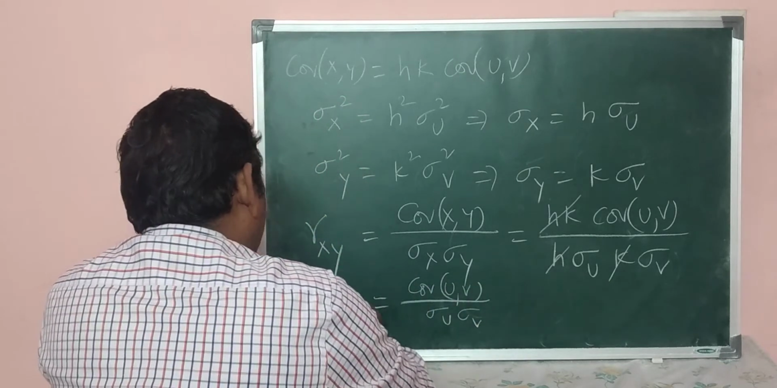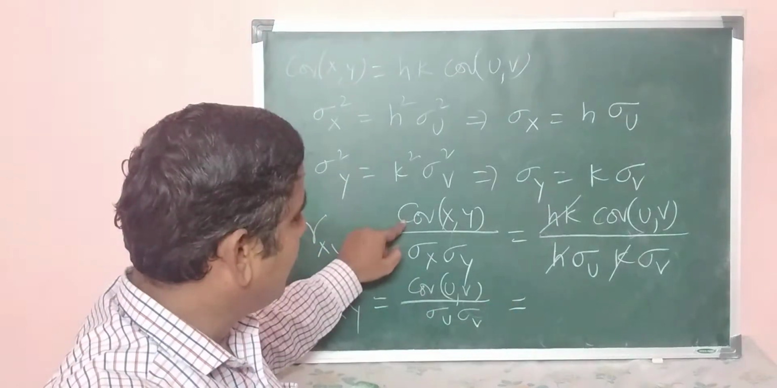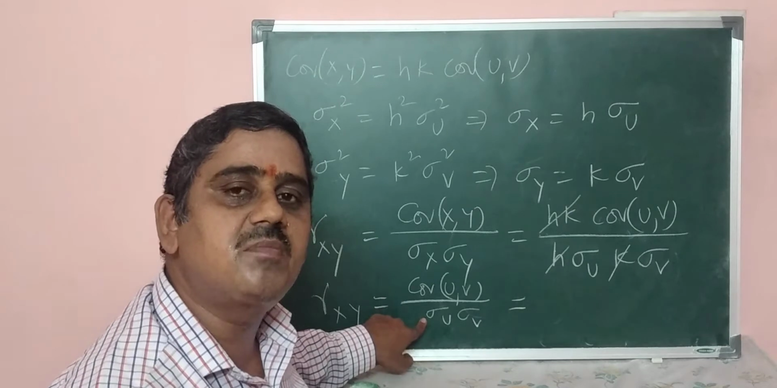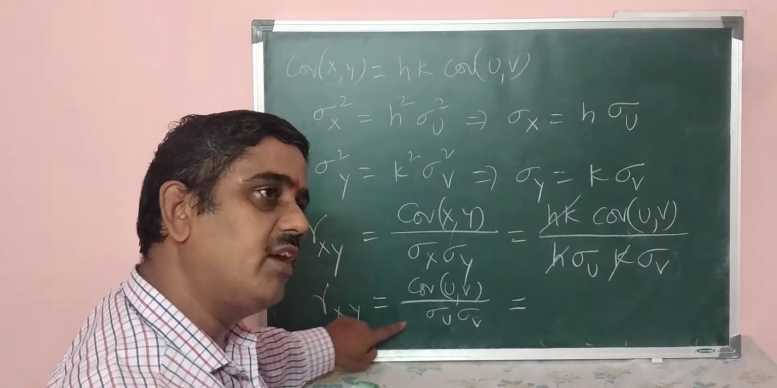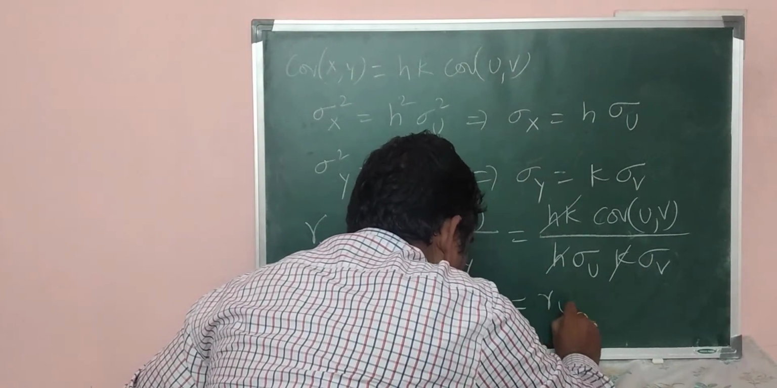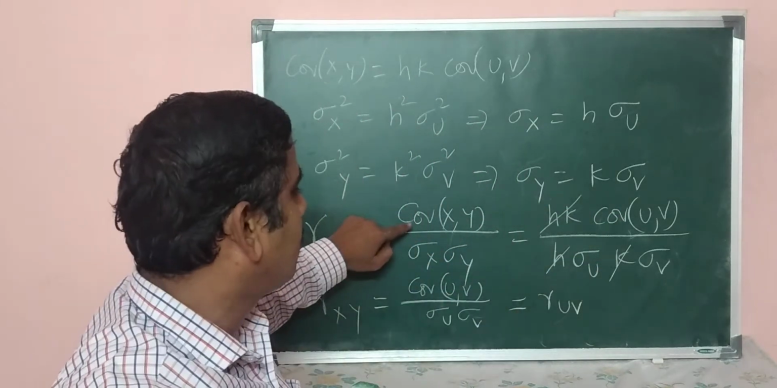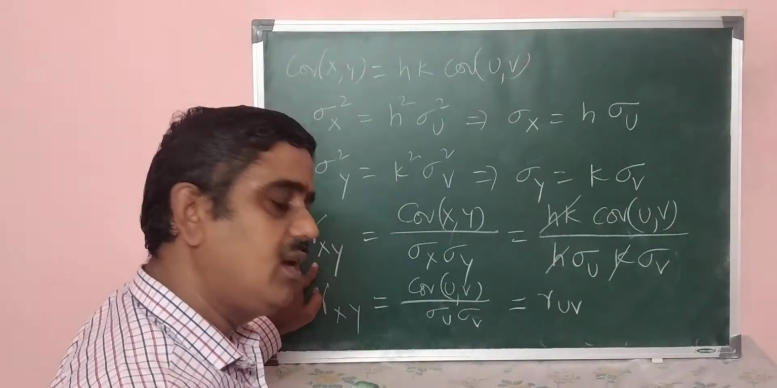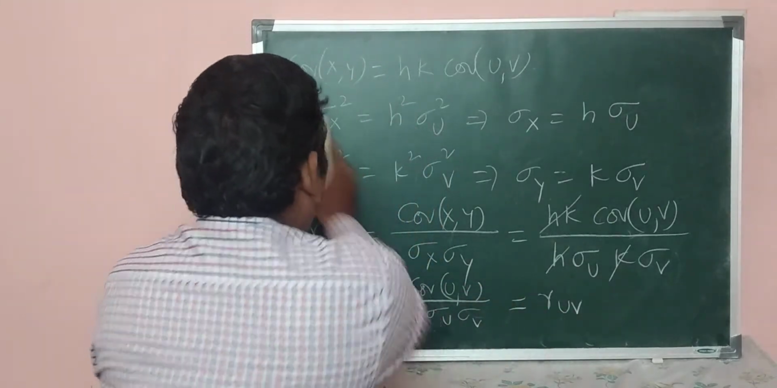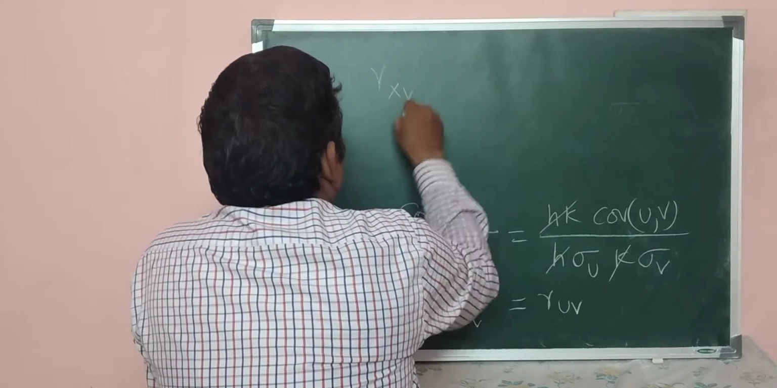What is this? Covariance of xy divided by sigma x sigma y is Rxy. And covariance of uv divided by sigma u sigma v, what will this value be? It is Ruv. Covariance of uv by sigma u sigma v is like covariance of xy by sigma x sigma y, which is Rxy. Therefore Rxy is equal to Ruv. What is the final result? Rxy is equal to Ruv.